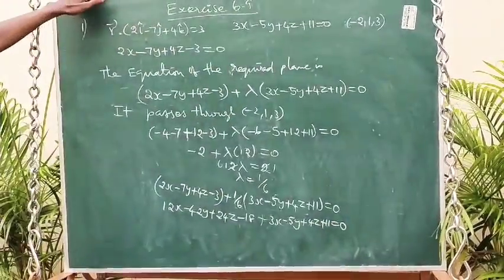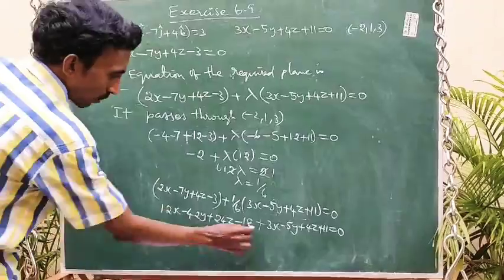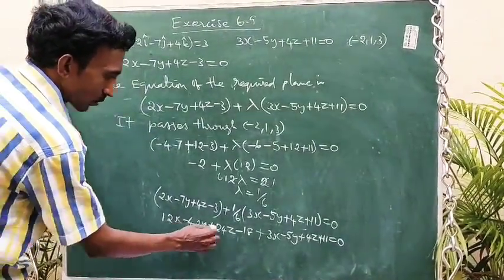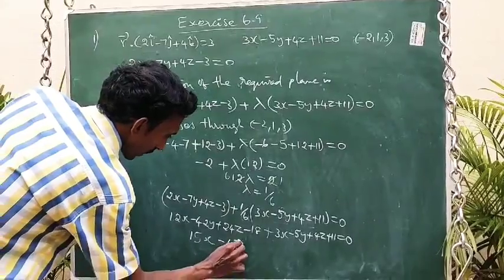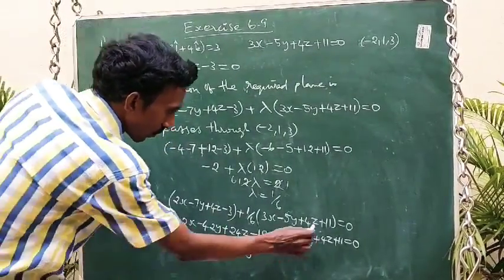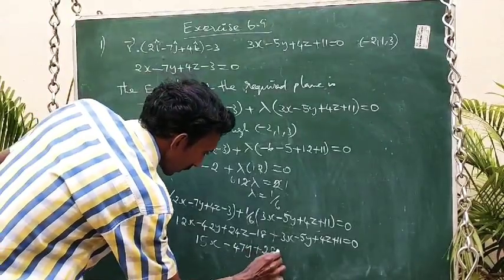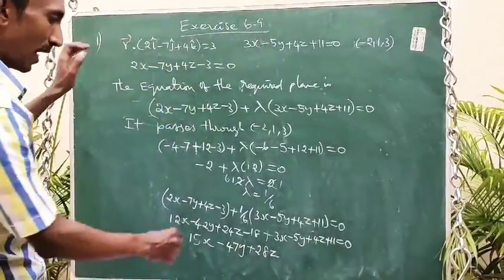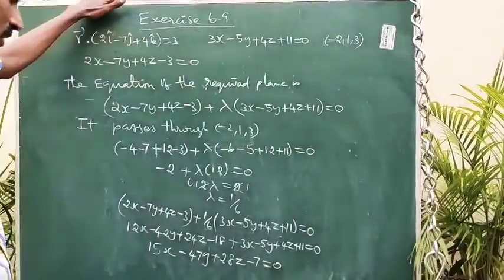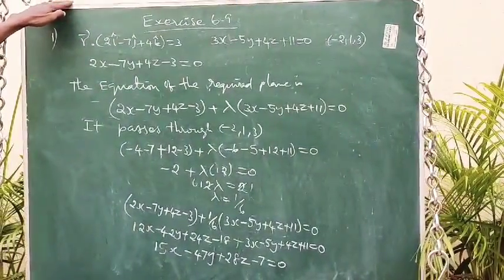Now combine the like terms. So 12 plus 3, 15x, minus 42 minus 5, minus 47y, 24 plus 4, 28z. So minus 18 plus 11, minus 7 equal to 0, which is the required equation of the plane.